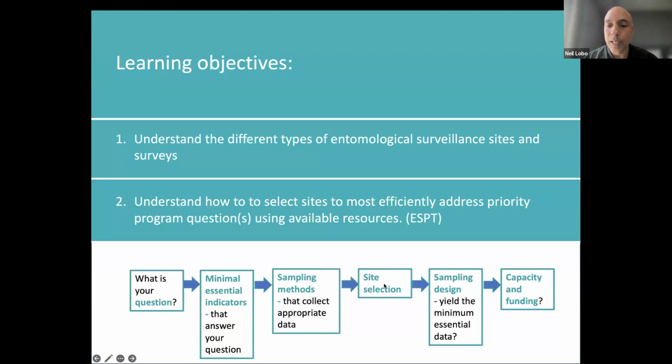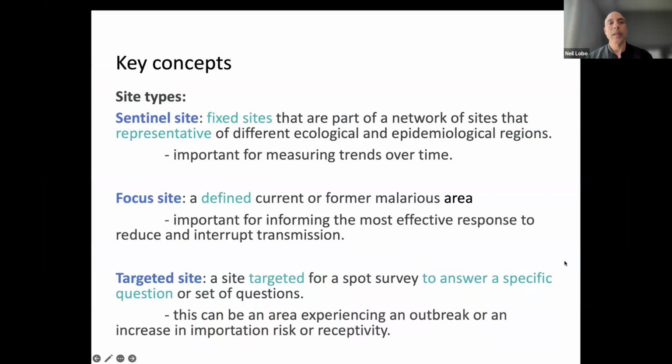So today we'll be going over the last 3, which is site selection, sampling design, and how to incorporate capacity and funding into this. So that's site selection now. There are 3 kinds of sites that we define, right? A sentinel site, a focus site, and a targeted site. Now, what are each of them?